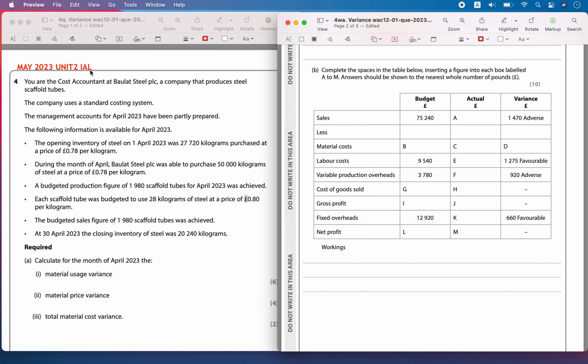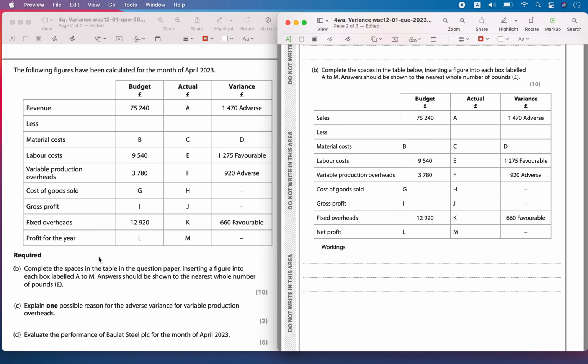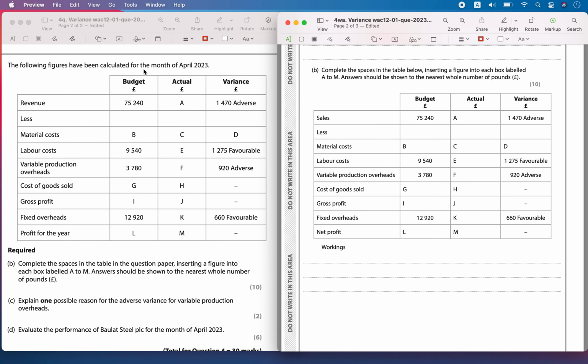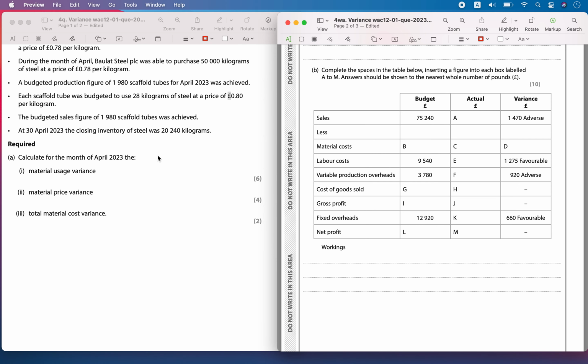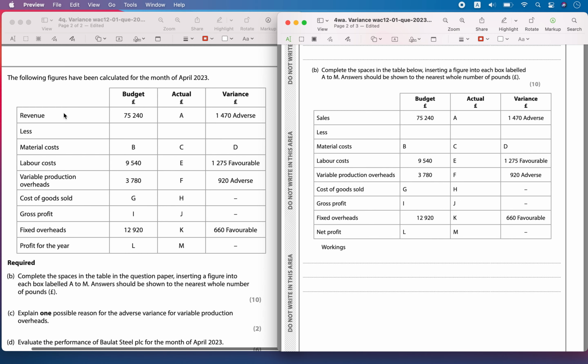Hello, today we are solving May 2023 Unit 2 IAL paper question number 4. This is part B of the question. It says that the figures have been calculated for the month of April 2023. In the earlier part we had calculated material usage variance, price variance and total material cost variance for the month of April.